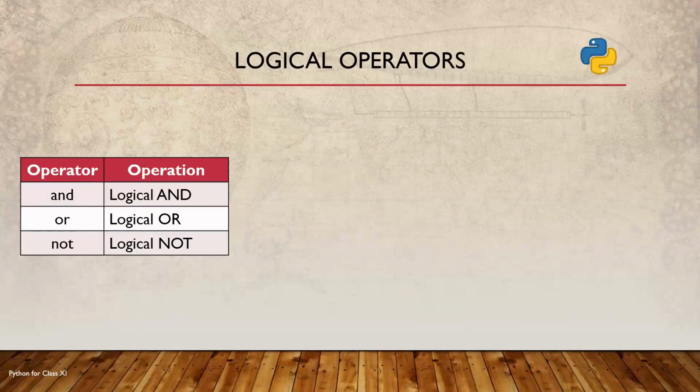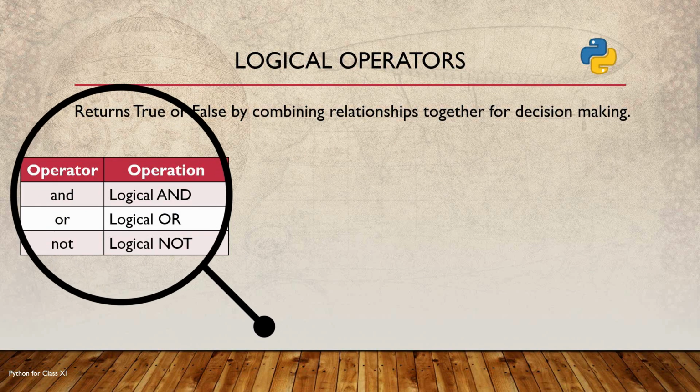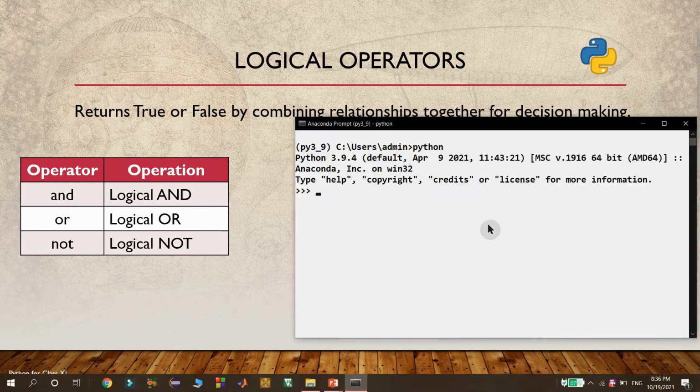Logical operators. Logical operators are used to combine multiple relationships together for making decisions. These operators also return either true or false based on the relationships they combine. We have 3 logical operators: and, or, not. To explain the use of logical operators, I am considering 2 relationships now. The first relationship is 20 greater than 30 and the second relationship is 100 less than or equal to 100.